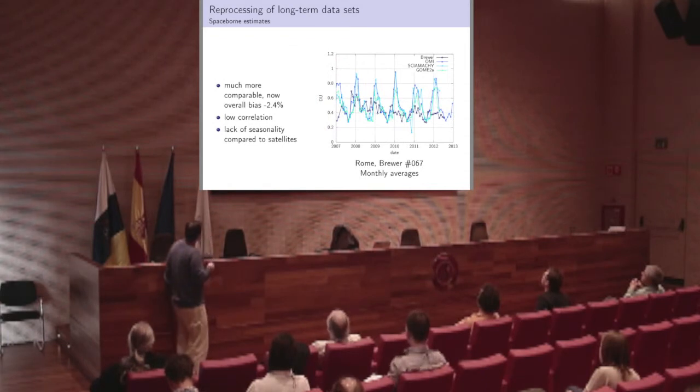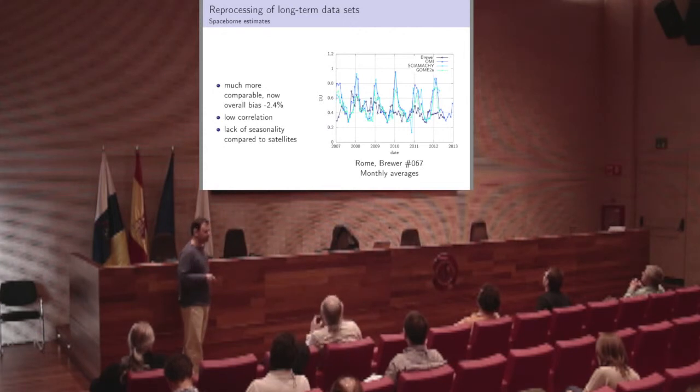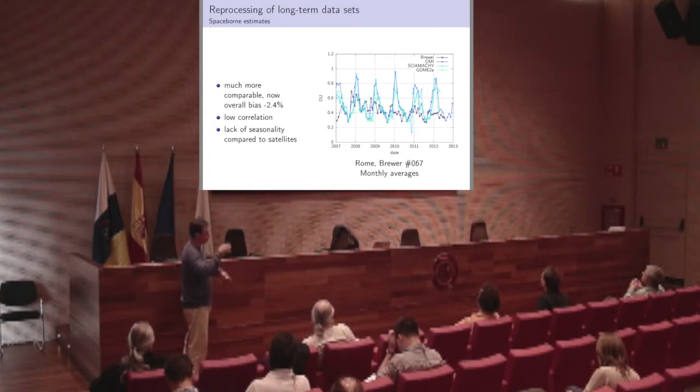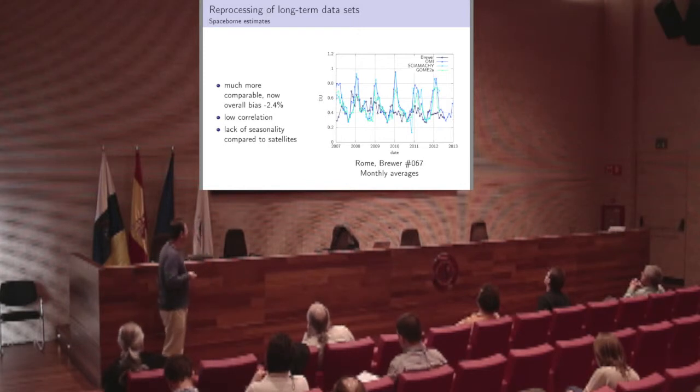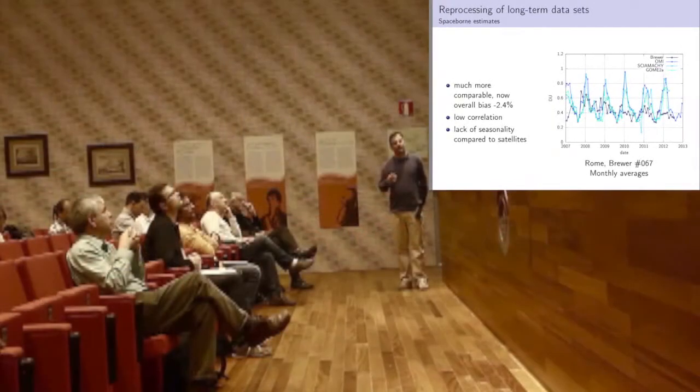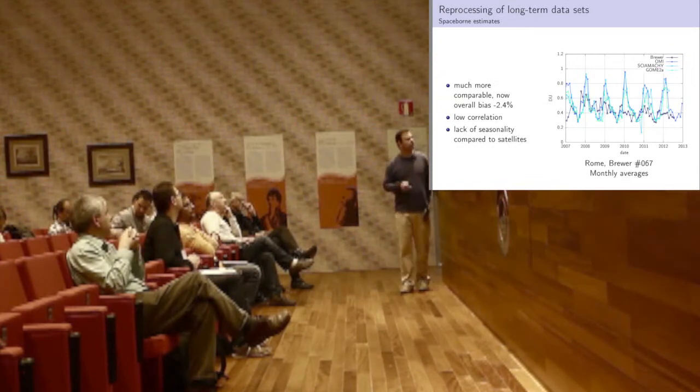And now I try to compare the Brewer ground-based measurements to satellites, and I'm very happy because the Brewer measurement differences have decreased, and the overall bias among all 4 stations is just 2.4%. But there are still some issues. For example, the seasonality of the Brewers is quite low compared to the satellites. I expected the opposite, for example.